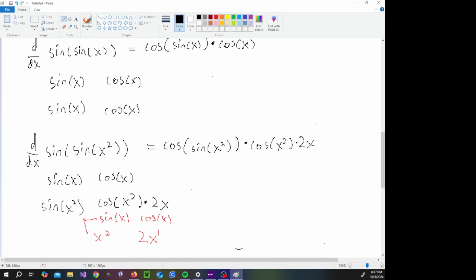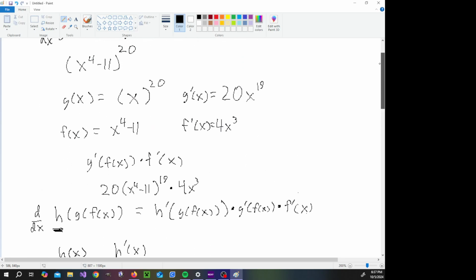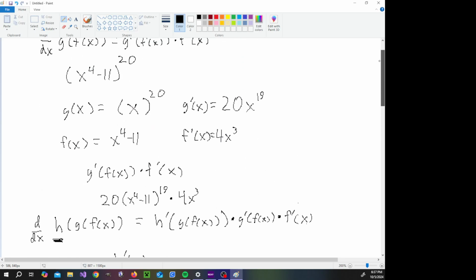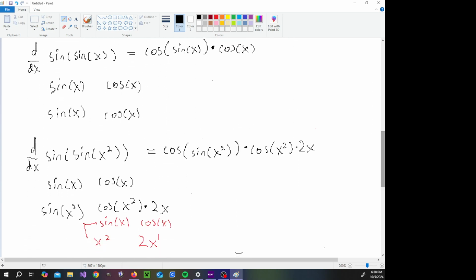So it turns out before, right, with this thing I wrote earlier, x to the fourth minus 11 to the 20th power, we can expand that out. Hypothetically, technically speaking, we can do it. Do we want to? Absolutely not. But you could, right? So in theory, you can get around using the chain rule sometimes. However, oftentimes, like with these functions, we could not get around using the chain rule.